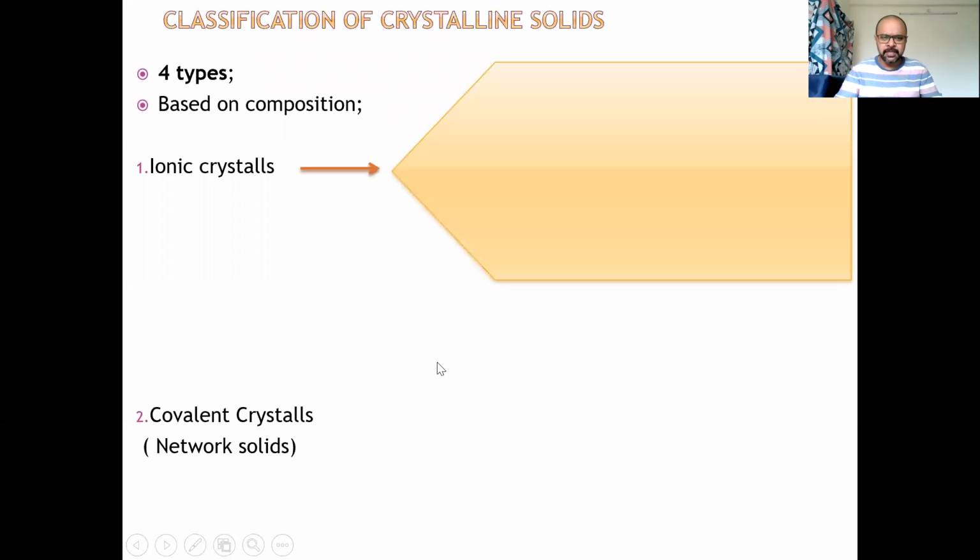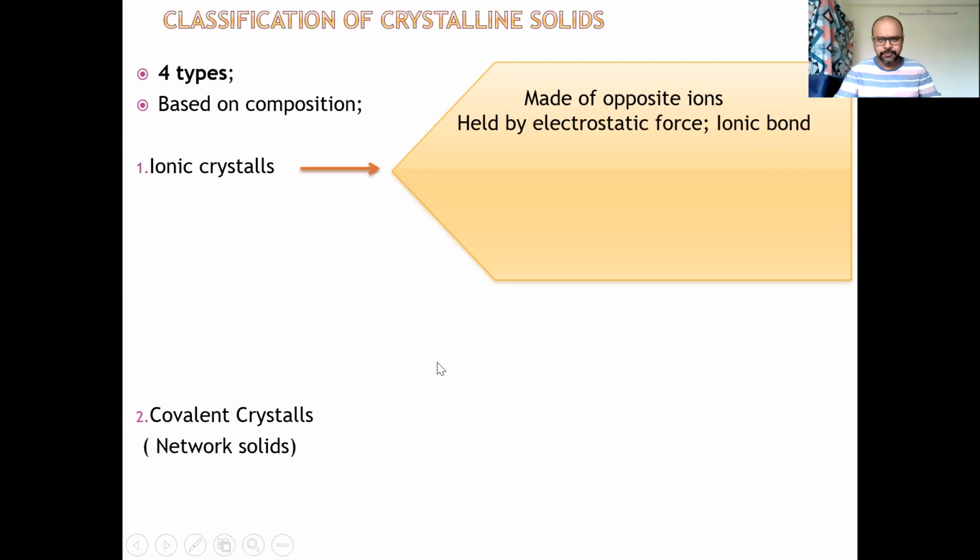Coming to ionic crystals, some characteristics. Ionic crystals are made of opposite ions. And what is the force responsible for holding them together, or which force will stabilize them in the solid state? Electrostatic force. It is the ionic bond, which is electrostatic in nature. Why do we say ionic bond is electrostatic in nature? Because it exists between 2 oppositely charged ions, whereas a covalent bond is not electrostatic.